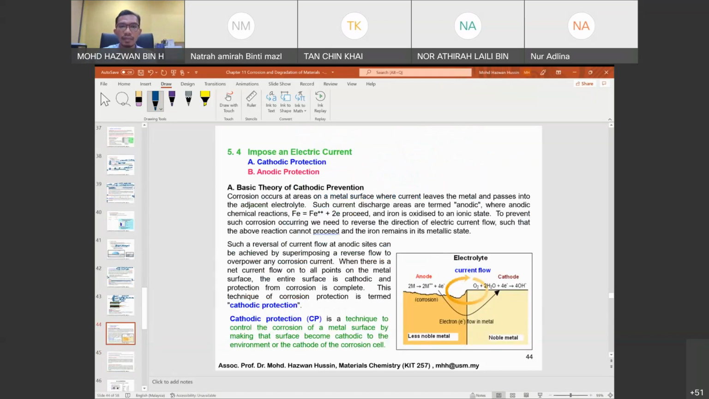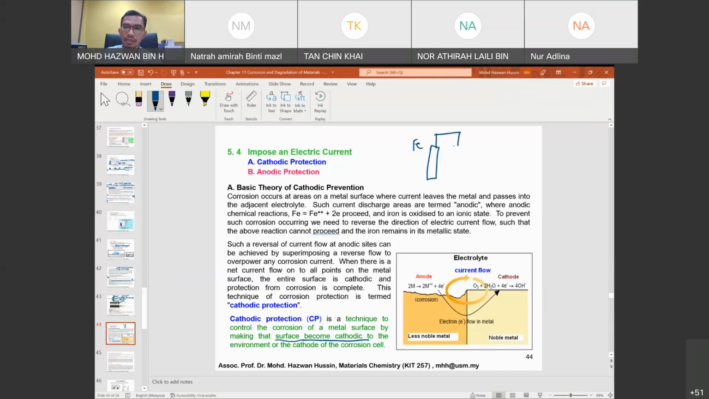Next one, impose electric current. In this case, you might have heard about cathodic protection. As I mentioned earlier, cathodic protection is a technique to control corrosion of a metal surface by making the surface become cathode. So you want to make the surface become cathode, noble, to the environment of the cathode of the corrosion cell.